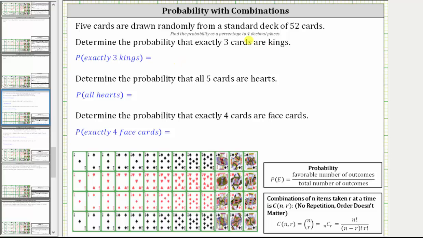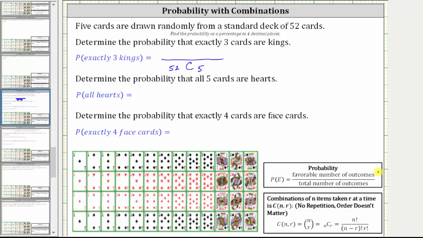We need to be careful here because if exactly 3 cards are kings, then we also have 2 cards that are not kings because we are drawing 5 cards. The probability of an event is equal to the favorable number of outcomes divided by the total number of outcomes. So let's begin by determining the total number of possible outcomes when drawing 5 cards from a deck of 52 cards. Because the order does not matter, the number of ways of selecting 5 cards from 52 cards is 52 choose 5. Again, we use a combination because the order does not matter.